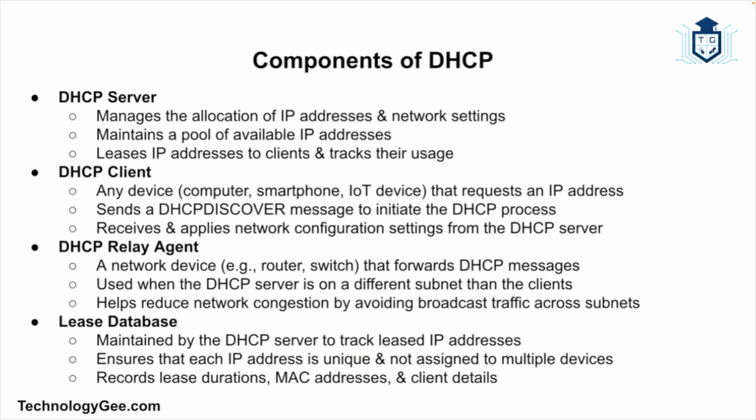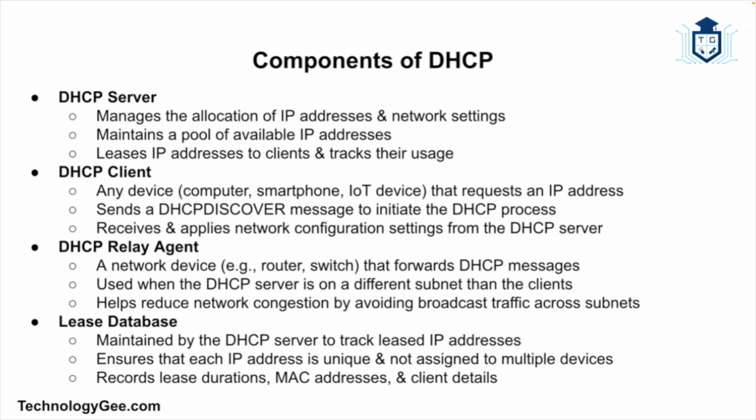All right, so let's move on and talk about the components of DHCP. Several key components make up the DHCP protocol and facilitate its operation. The first one is the DHCP server, which manages the allocation of IP addresses and network configuration parameters. It maintains a pool of available IP addresses and leases them to the clients. And then you have the DHCP client, which could be a device such as a computer, smartphone, or IoT device that requests an IP address and network configuration from the DHCP server.